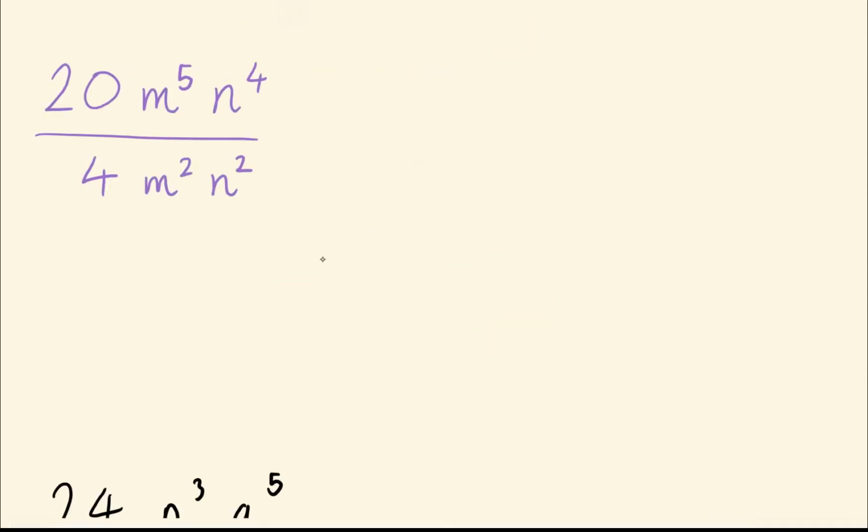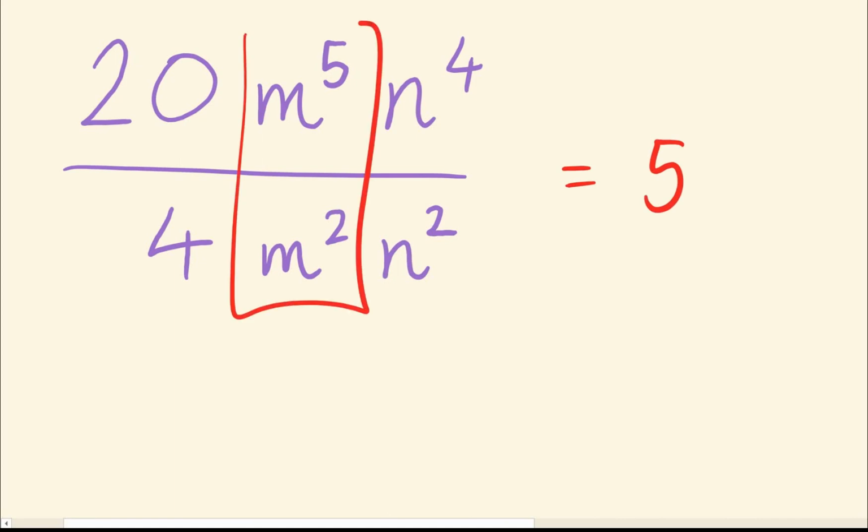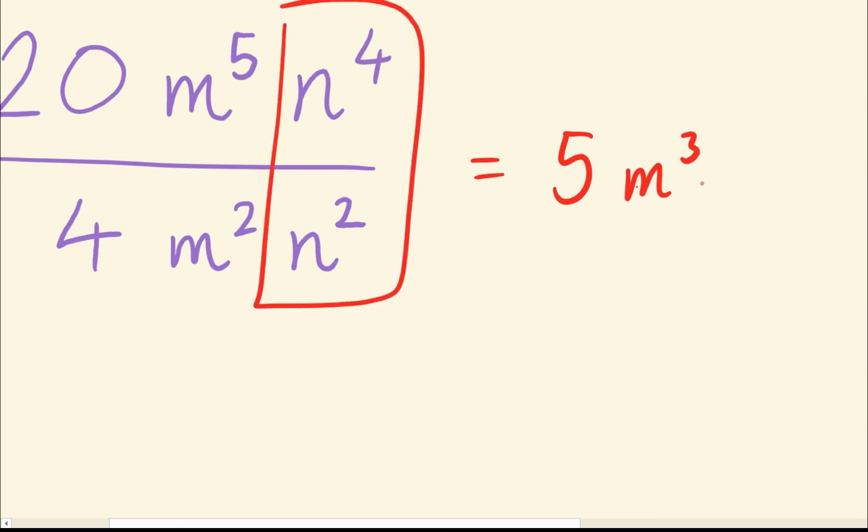And it's the exact same idea with division. You would do each number and letter separately. So 20 divided by 4 is 5. You would then look at the powers of m. So we subtract here. 5 take away 2 is 3. And then we also look at our powers of n. So 4 take away 2 is 2.